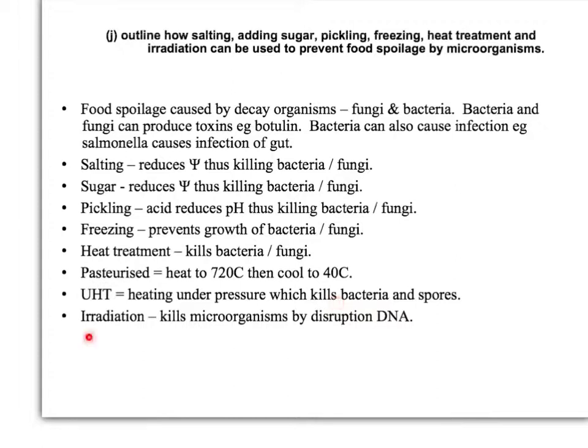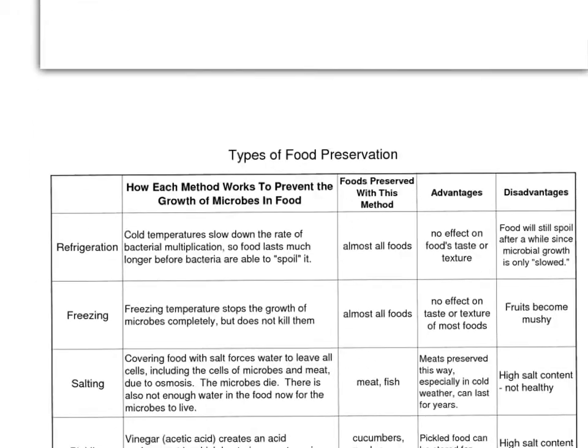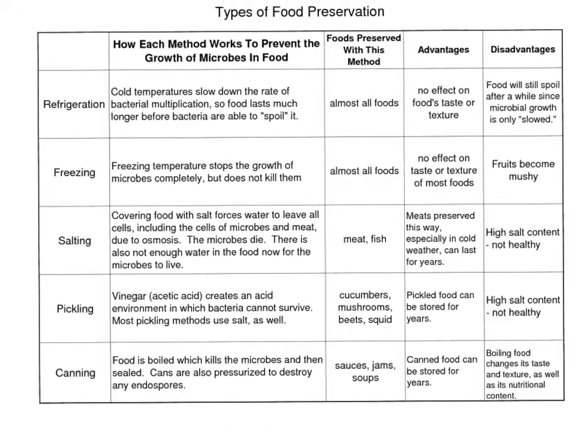Okay, and then lastly, irradiation. We can use certain types of radiation to kill microorganisms by disrupting their DNA. Okay, so those are all outlining how various methods can be used. Okay, and then I've gone through them again here. I've added some other ones here.